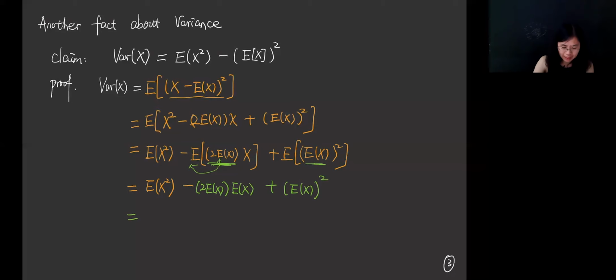Now notice that this second term is twice the third term, right? So one of them will cancel out, and we are left with E of x squared minus E of x squared, that is, the expectation of x squared minus the square of the expectation of x.